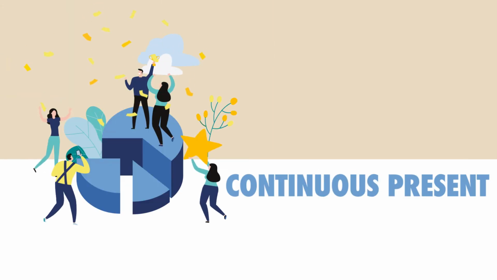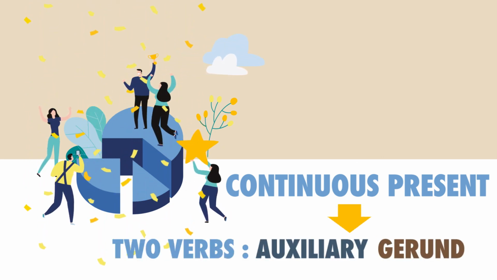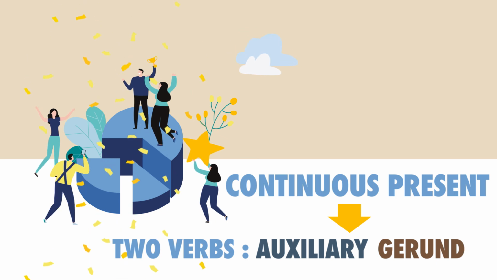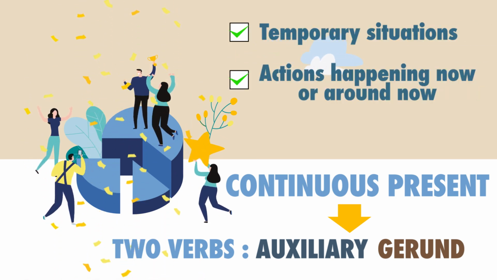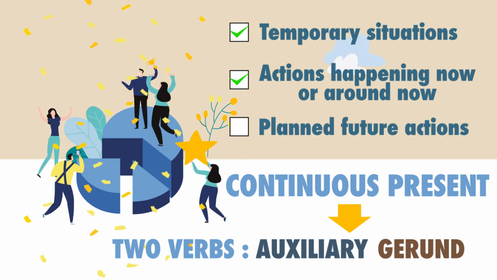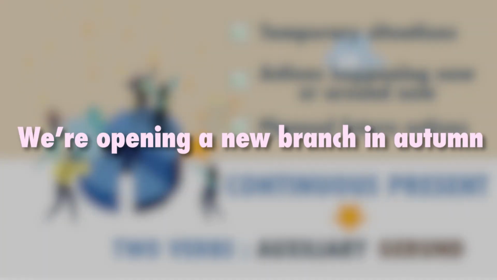The present continuous is a complex structure with two verbs, an auxiliary and a gerund. We use this tense for temporary situations, actions happening now or around now, and future actions if they are planned and definite. For example, we're opening a new branch in autumn.